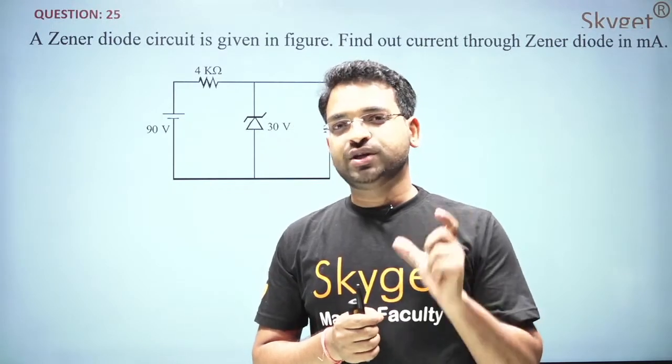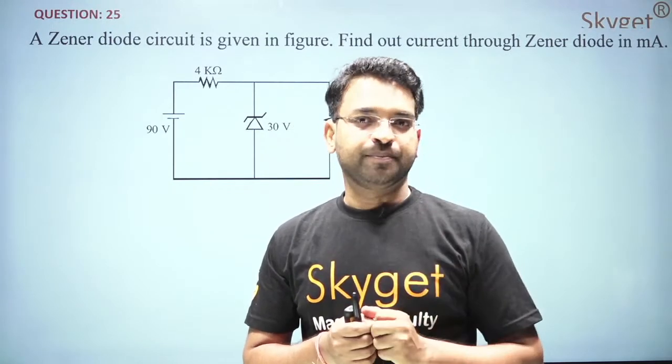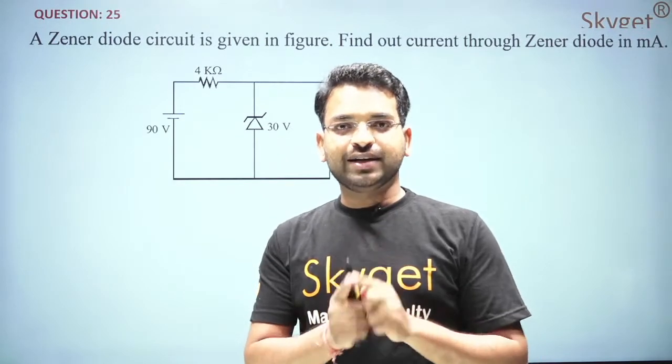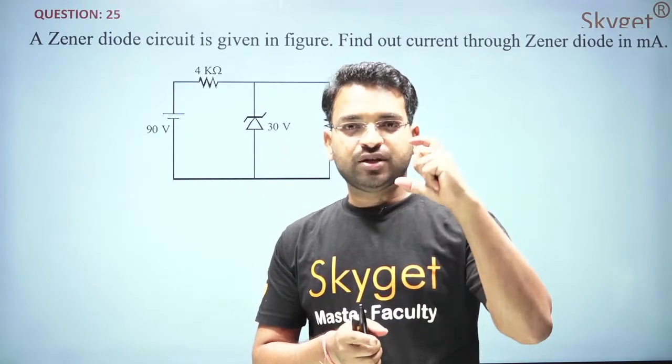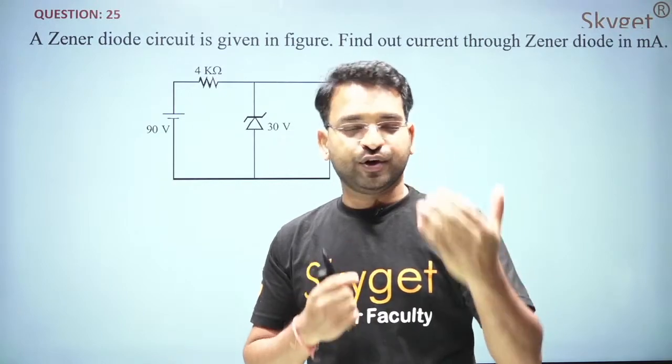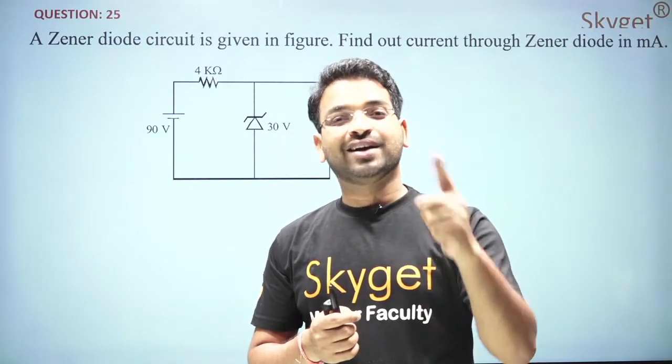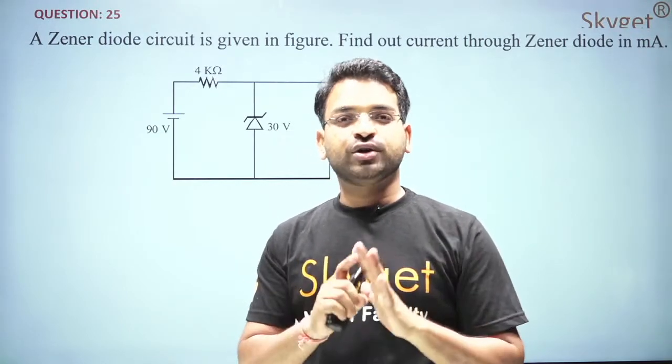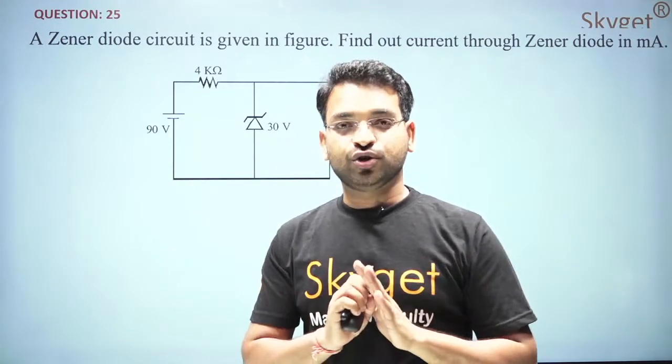So that is why we use Zener diode to maintain the voltage across something, right? And Zener diode acts in reverse bias, and if you provide a sufficient amount of reverse bias, it will break the barrier potential and the current will start flowing. That is the logic of the Zener diode.